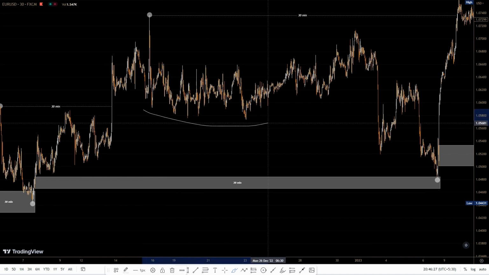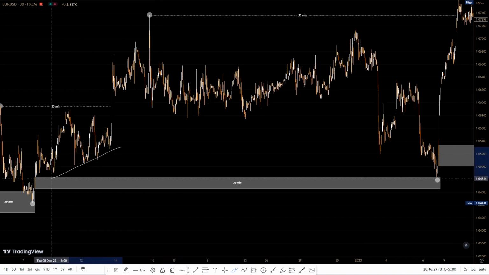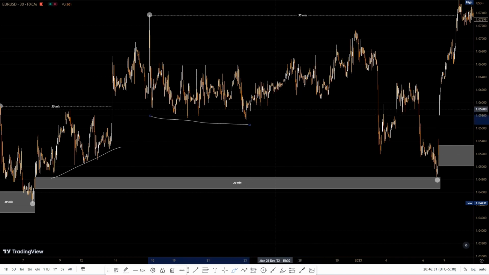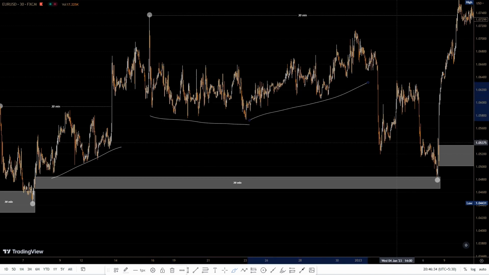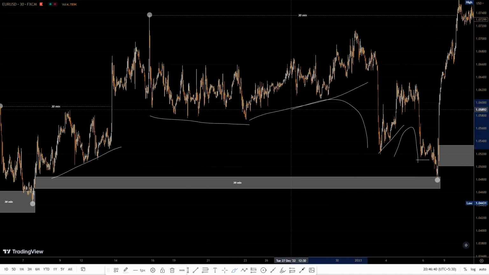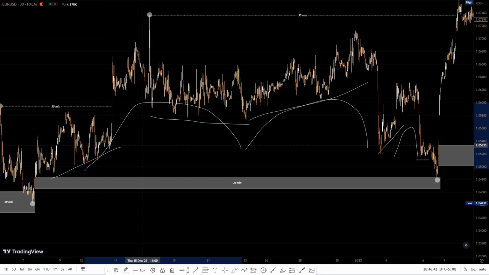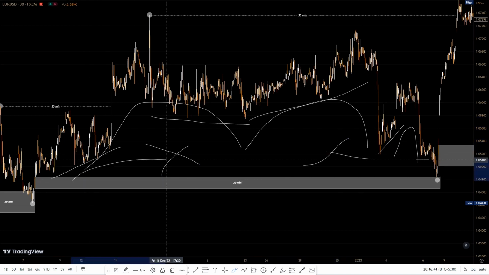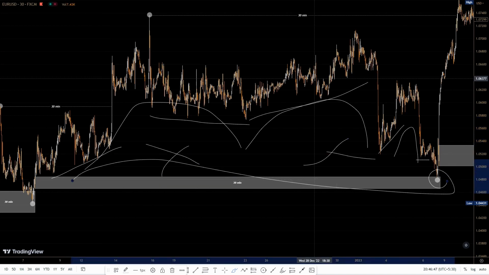Price also creates liquidity at this point. There is liquidity at this point. There is liquidity at this point. There is trend line liquidity. There is again trend line liquidity. There is again equal low liquidity. Price sweeps this whole liquidity, right? Price swept this whole liquidity, and again it moves in the upward direction from this point.